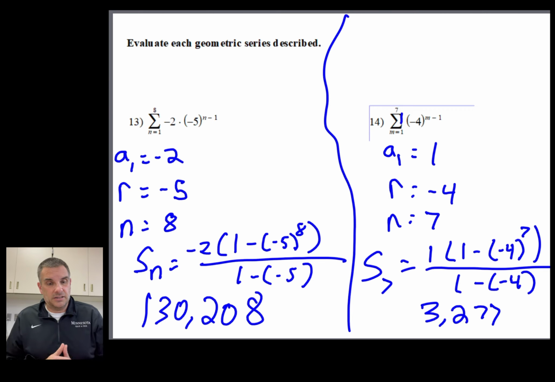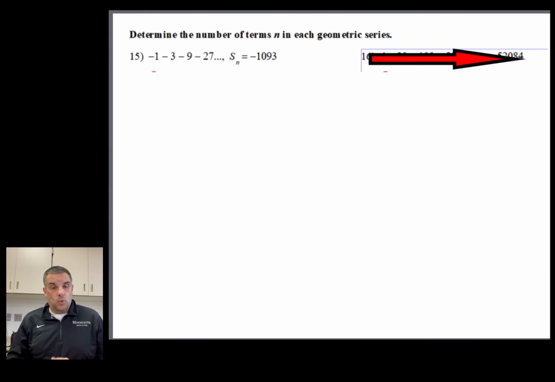Okay, so now that's finding each geometric series using summation notation. Looks a little scary, but it's really not. And she did a nice job of explaining it, and hopefully you understood that. Last part then we're going to do now, and this is probably the most difficult part for this. We're going to determine the number of terms n in this geometric series.